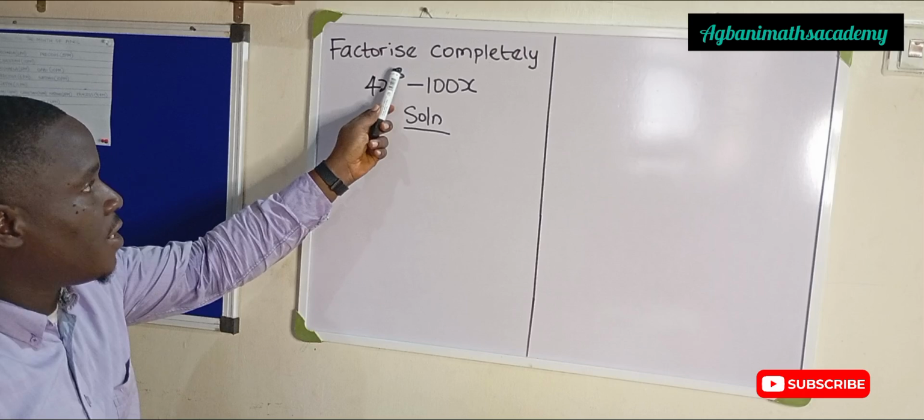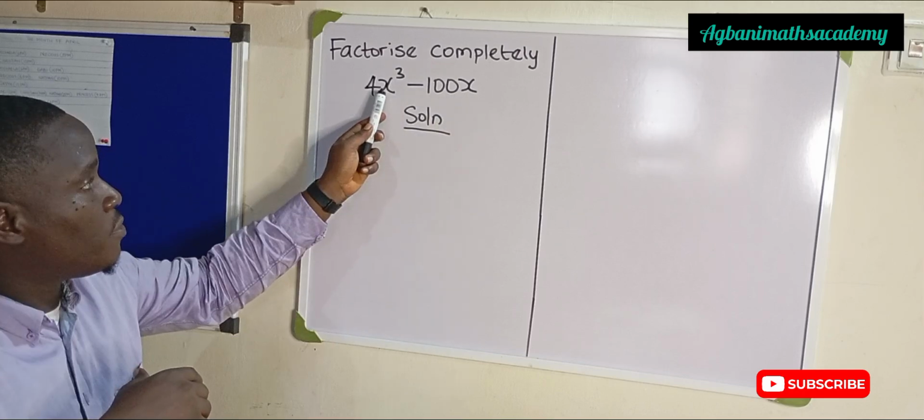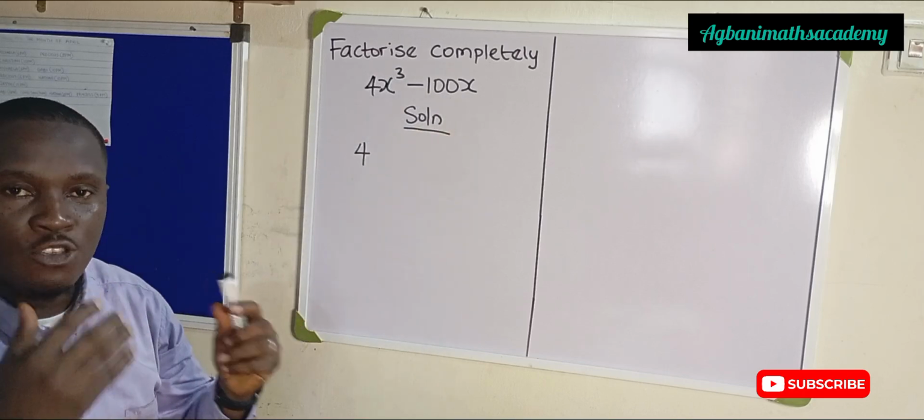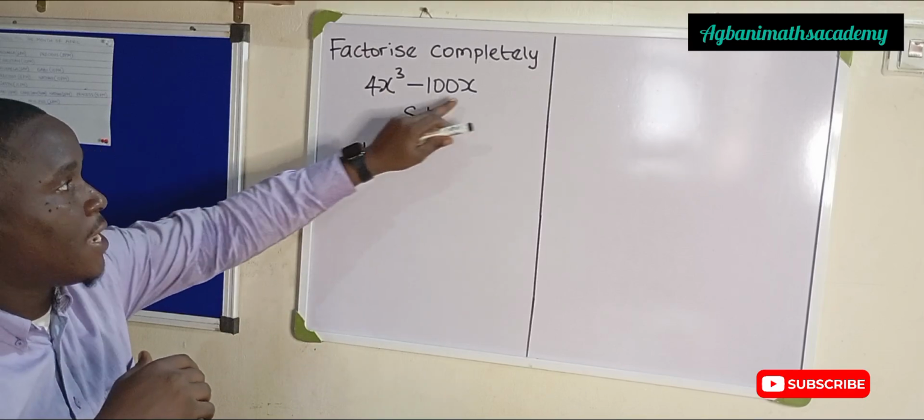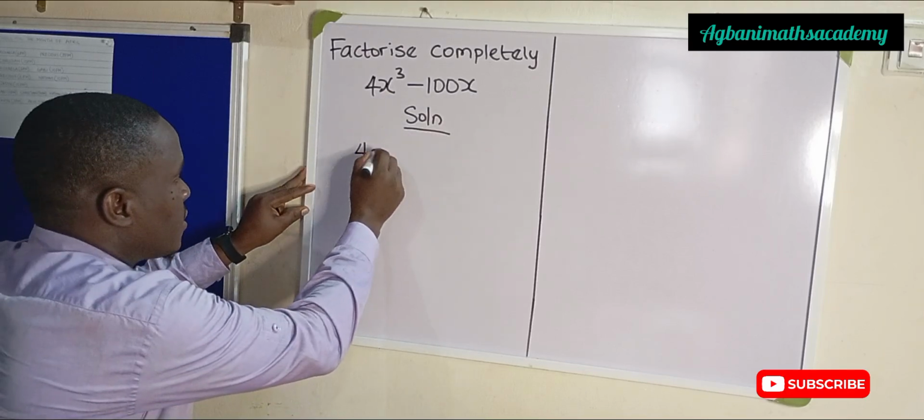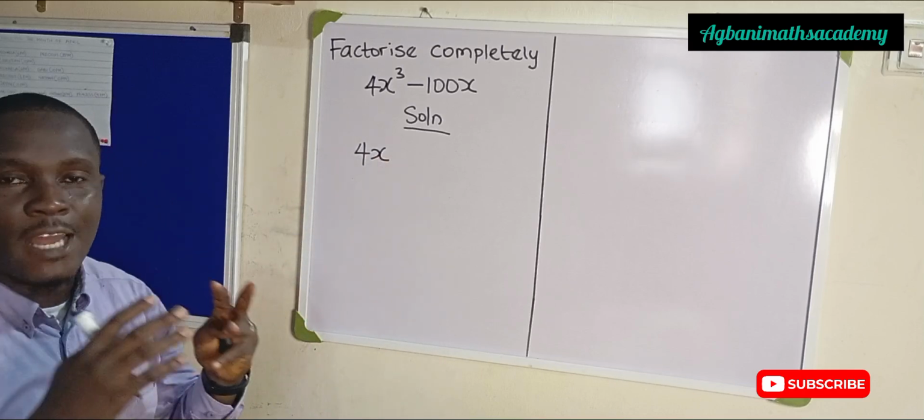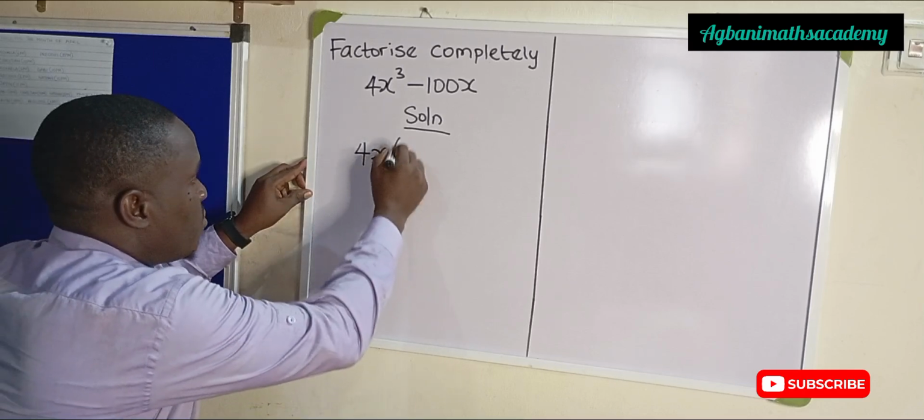We have x cubed here and we have x. What is common between x cubed and x? I usually tell my students to pick the smaller one. So since we have x cubed and x, what is common is x. So once we have brought out the values that are common, the next thing we do is open a bracket.